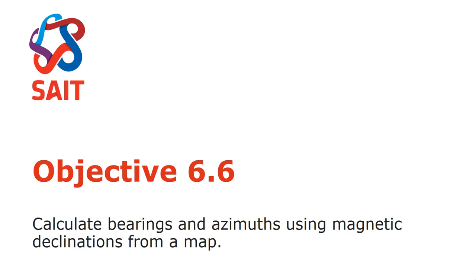Welcome to Objective 6.6. This is where we get to do some math with the magnetic declinations. So I'm just going to walk you through the steps first, and then I'll give you an example, and then we're going to work through a couple more examples as we go. And then we're going to add in an azimuth or bearing, and then go from there.